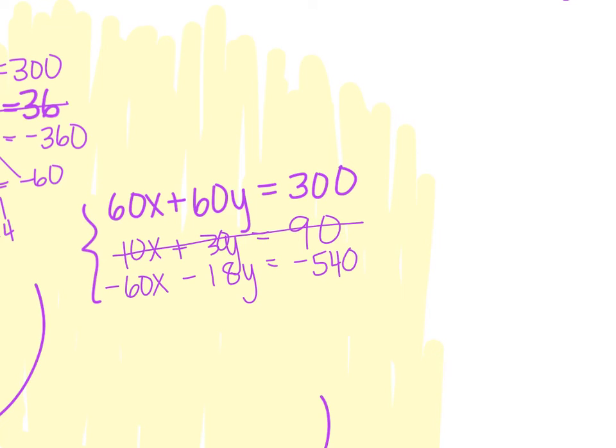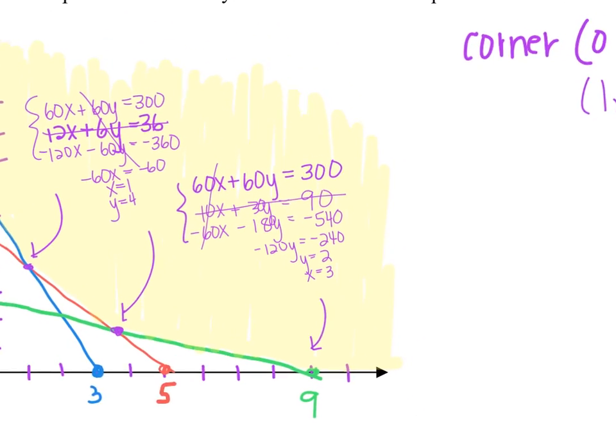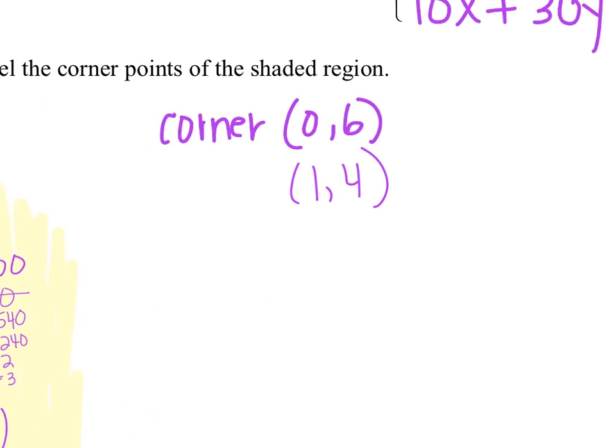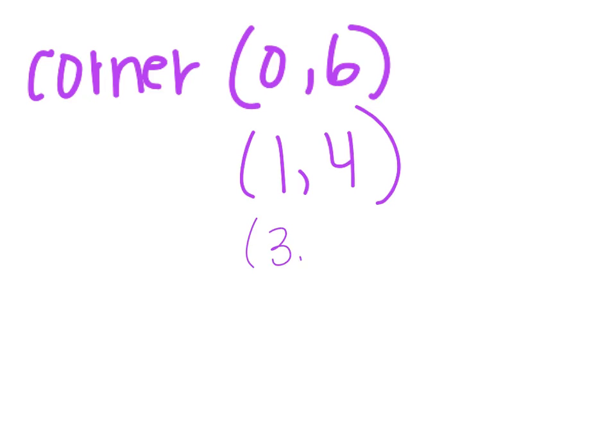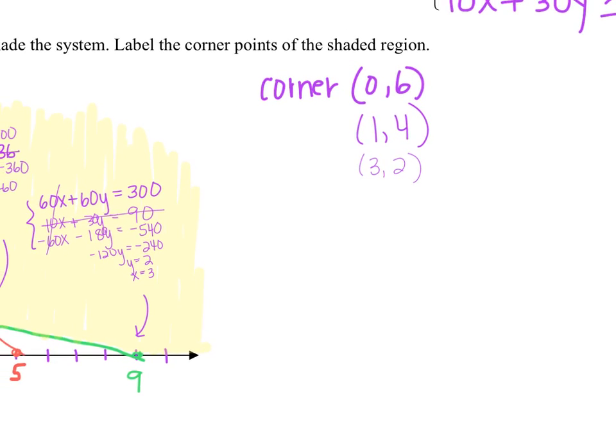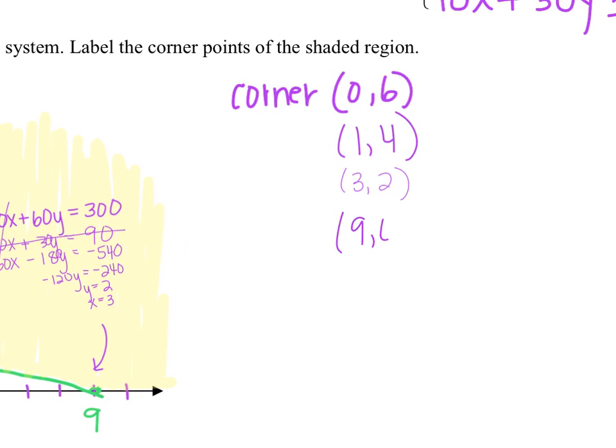Oops, I missed a 0 here, which means I'm missing a 0 here. All right, the x's cross out. 60 minus 180 is -120y equals -240. So y is 2. And if y is 2, then x must be 3. And that is the next intersection point that we've got going. So 3, 2. And our last intersection point was on the x-axis at that value of 9.